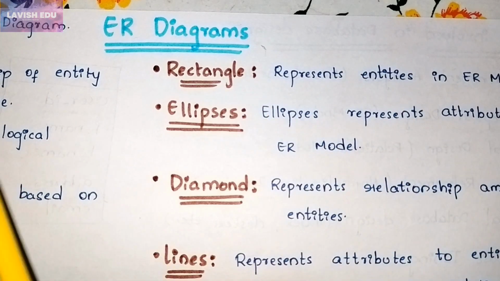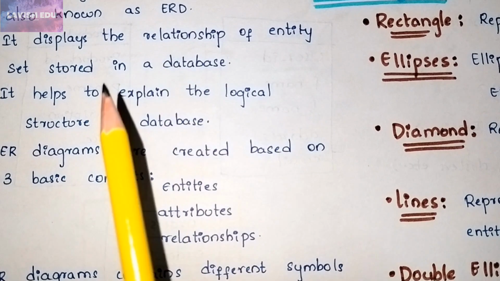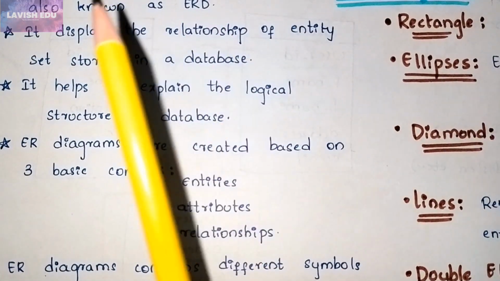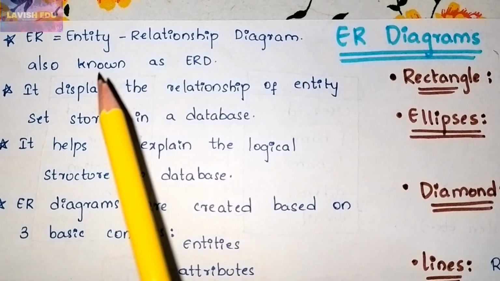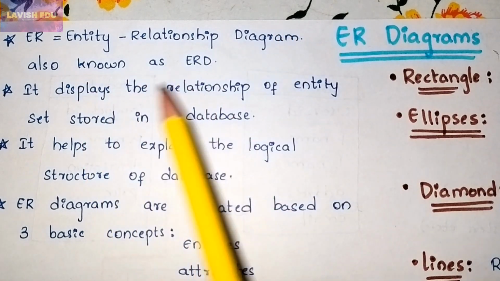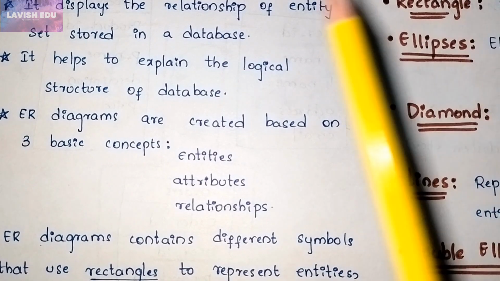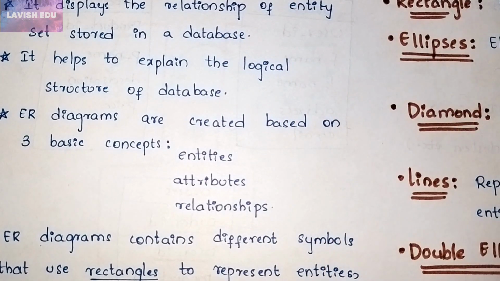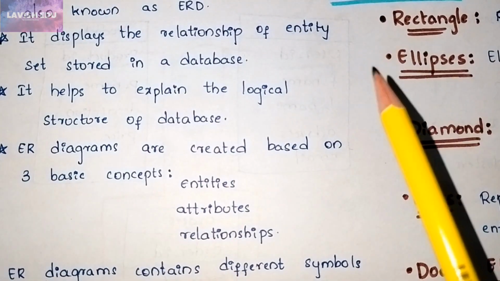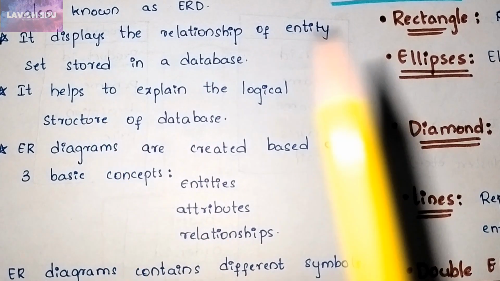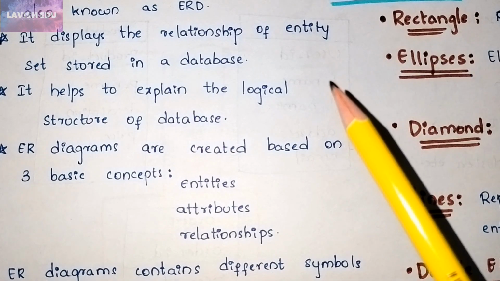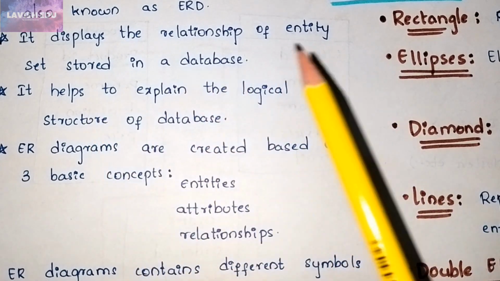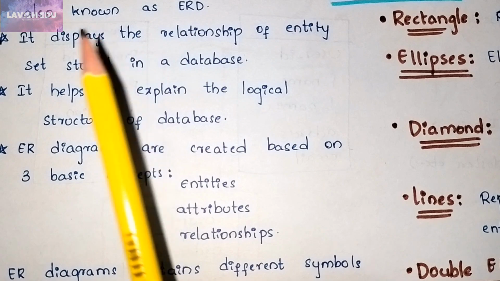Go through the DBMS playlist. And here in ER diagrams, first we have to understand what this ER is. ER is nothing but an entity relationship diagram, also termed as ERD. These entity diagrams are nothing but table relations. How these relations can be diagrammatically viewed in the form of relational diagrams, we'll see in the further classes.